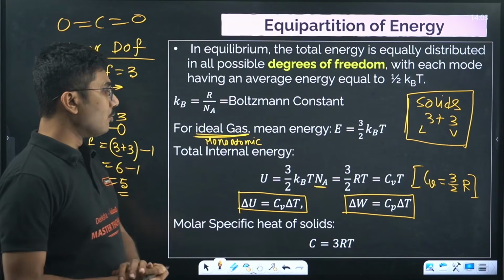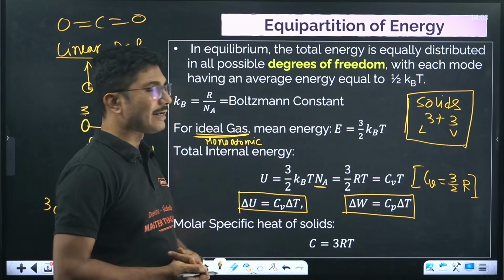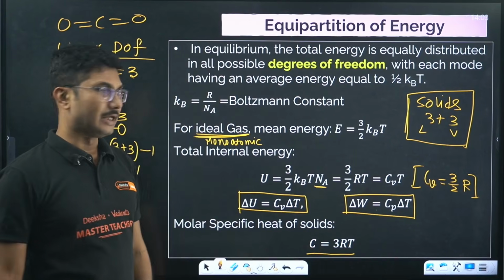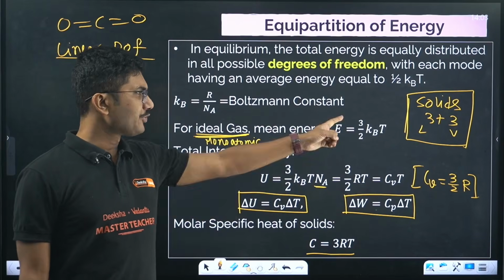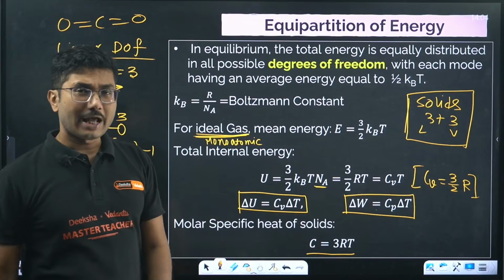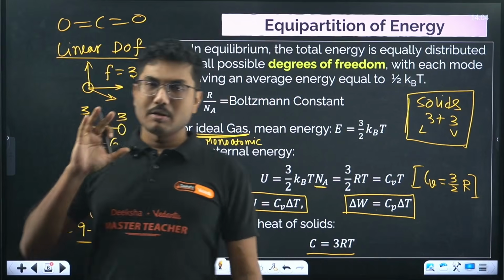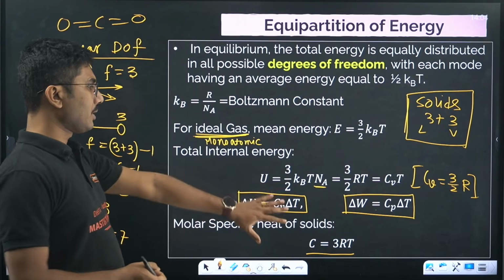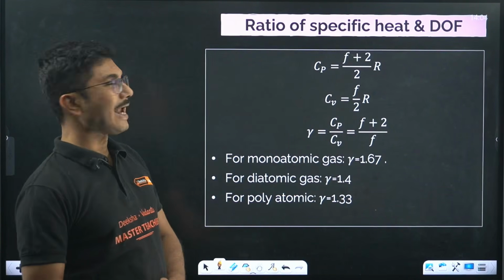Now molar specific heat of solids. As I mentioned, for solid also this law is valid, and the molar specific heat of solid can be calculated as 3R, because for solid the degrees of freedom is 6. So if you put 6 by 2, it will be 3. Solid does not have separate specific heat for constant volume and constant pressure. That's why it is the general molar specific heat. It is given by 3R. Remember this.